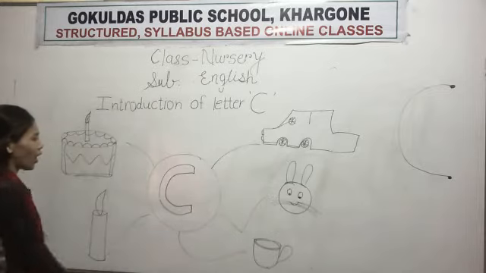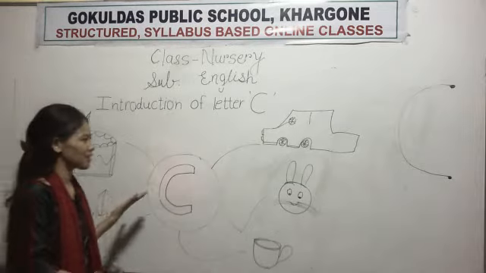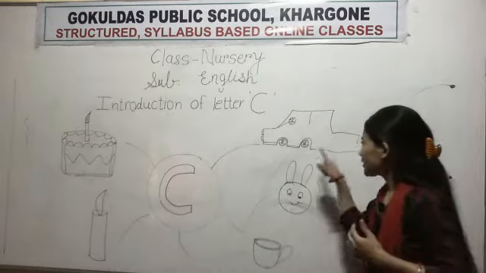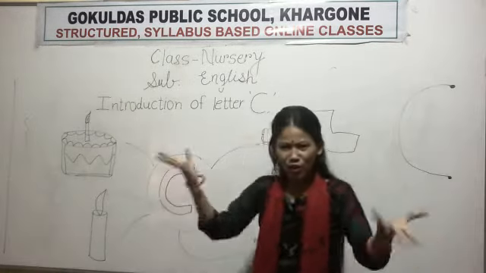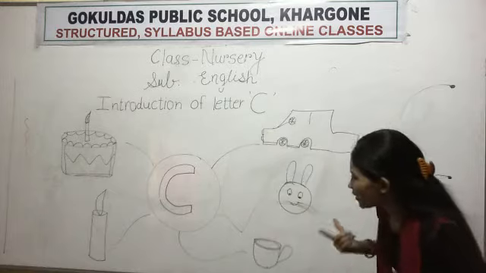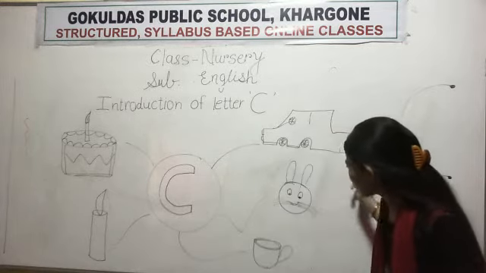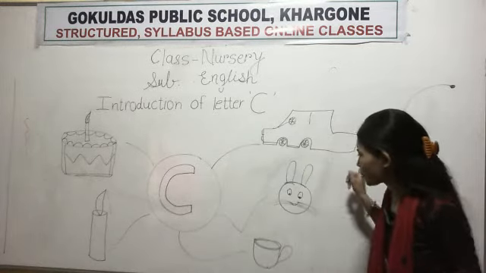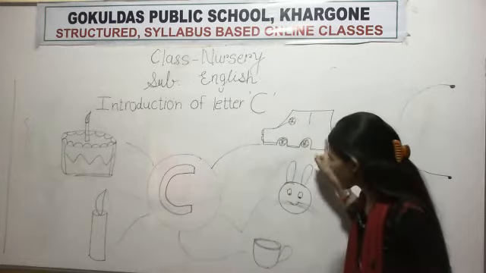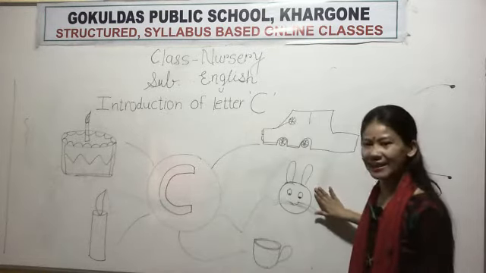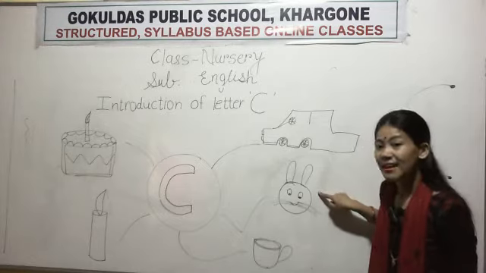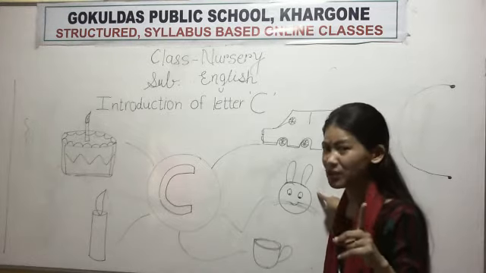Now C for cat. Where is the cat? Show me the cat. Is this cat? No. Then where is the cat? C for cat. Now search for the cat. We have to identify the pictures, okay? This is cat. Yes. You have to identify the pictures also.